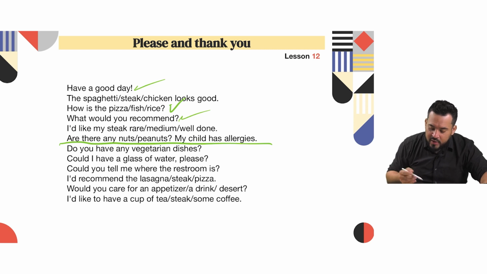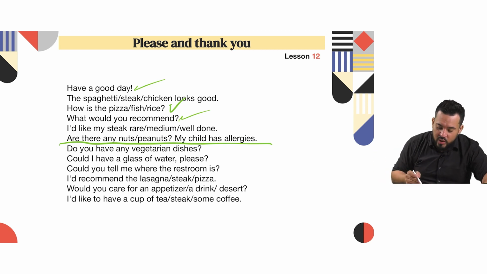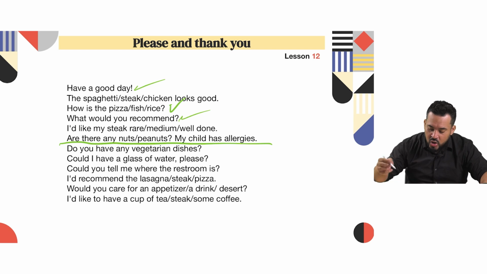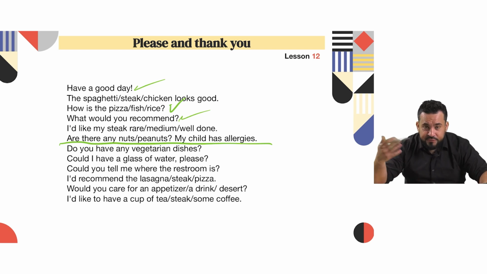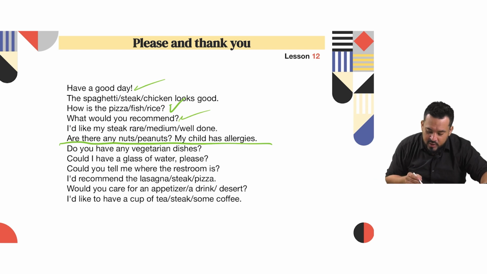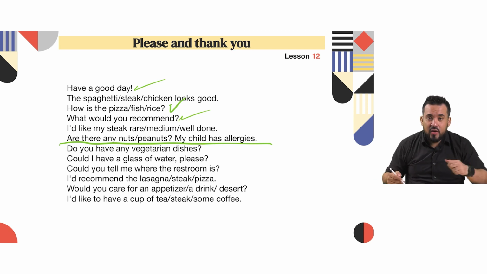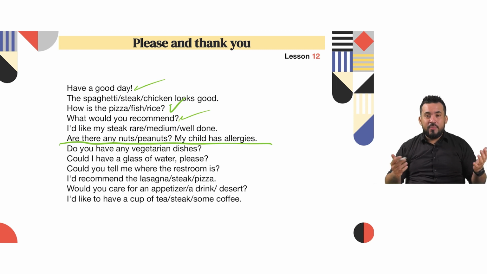Could I have a glass of water, please? Request. Could you tell me where the restroom is? Restroom is the place where you go to the bathroom, toilet. I'd recommend the lasagna, or I'd recommend the steak, or I'd recommend the pizza. This is normally told by the waiter.